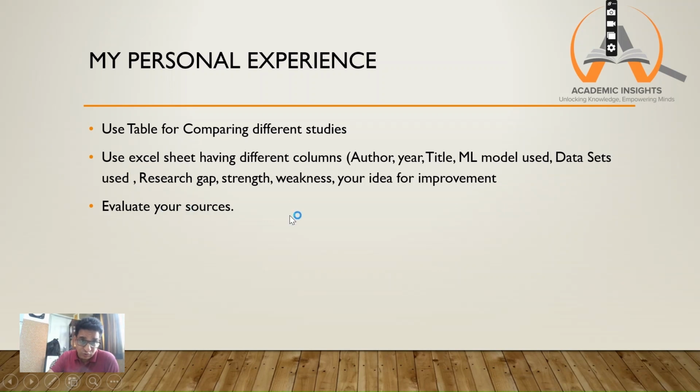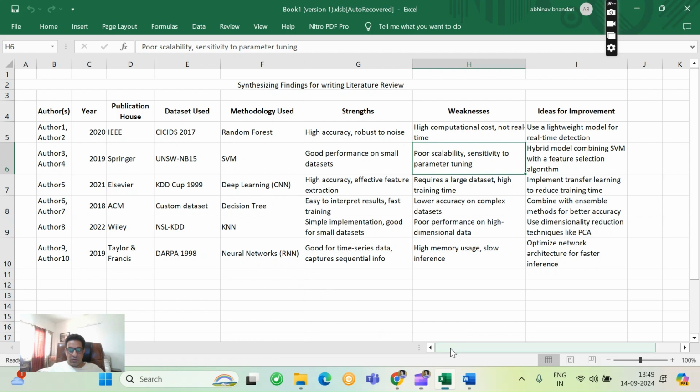And at the end, we have to evaluate our sources: which papers are good, which papers are bad, which papers are not to be cited. We have to evaluate all the resources while conducting the literature survey. So this is my personal experience. I will be showing you the Excel sheet, how you can do this in a better way.